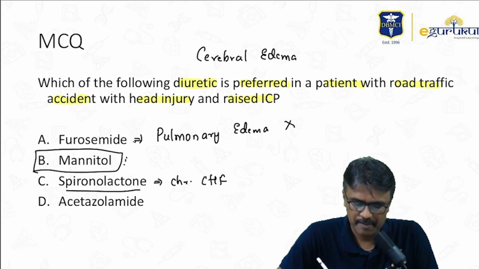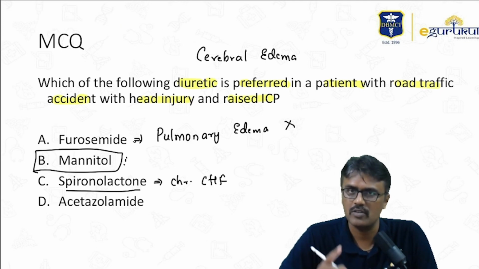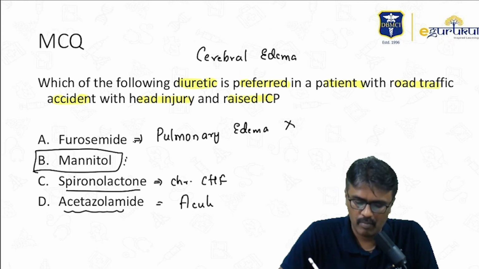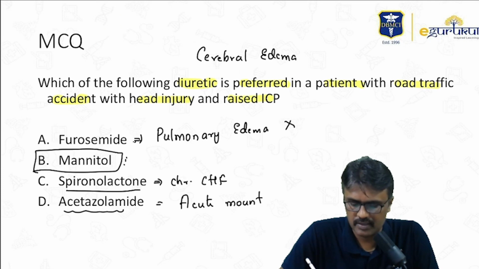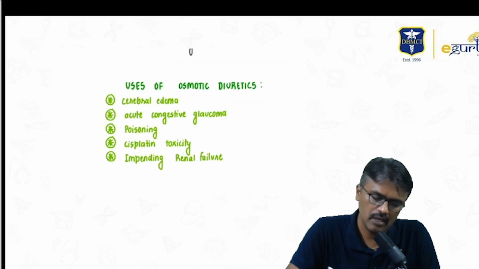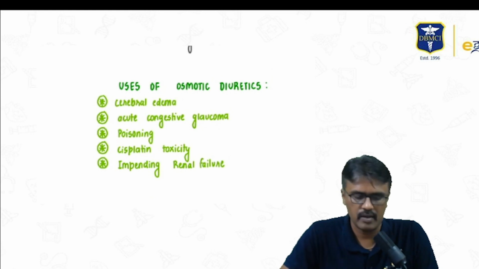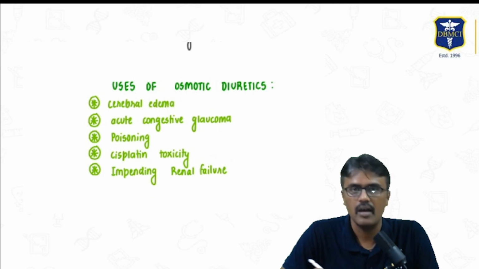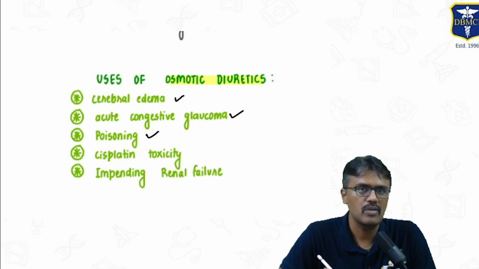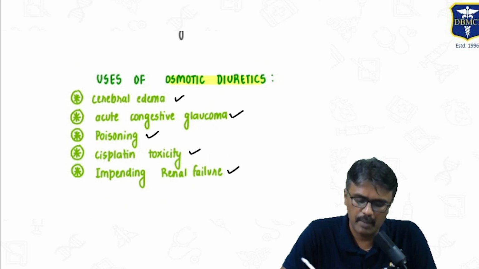Now, acetazolamide, a carbonic anhydrase inhibitor, is also asked. It is one of the drugs used for acute mountain sickness. Now, moving on, this is what we discussed in our classes. Uses of osmotic diuretics: cerebral edema, where there is increase in intracranial pressure; acute congestive glaucoma, where there is increase in intraocular pressure; poisoning to wash out the poisons, which is not practiced nowadays; cisplatin toxicity; and impending renal failure.